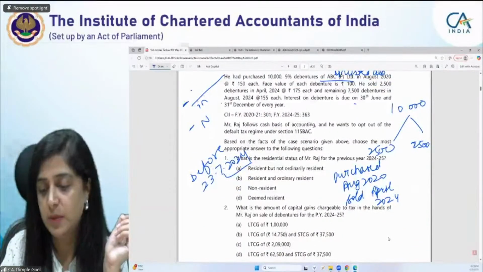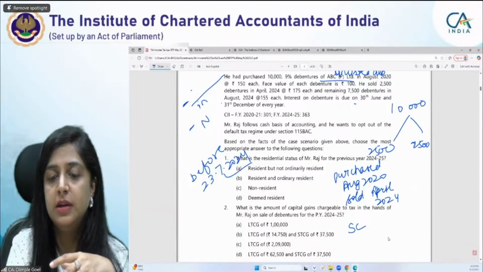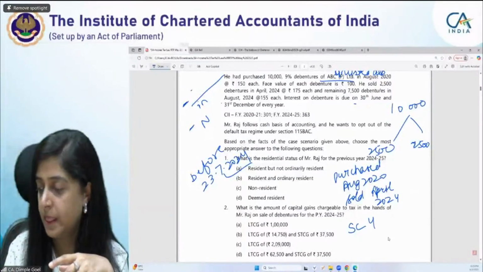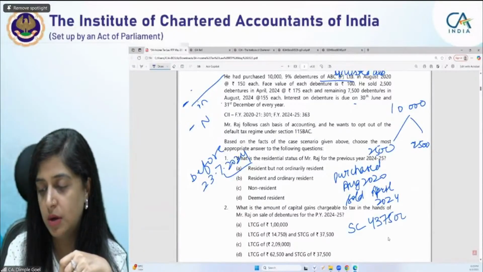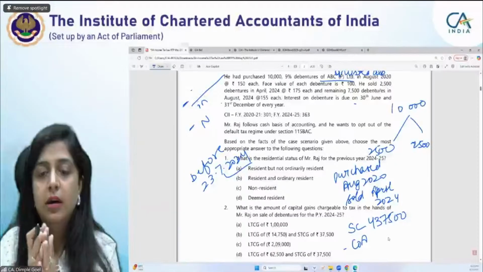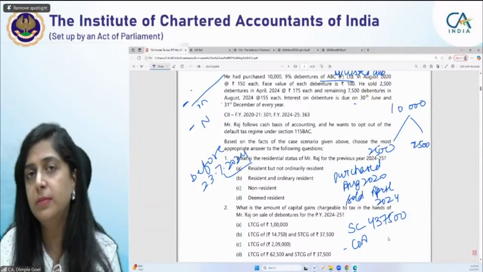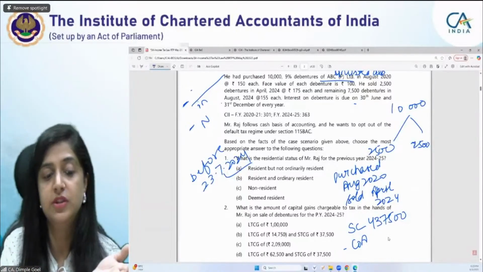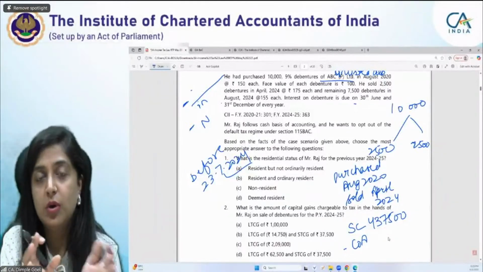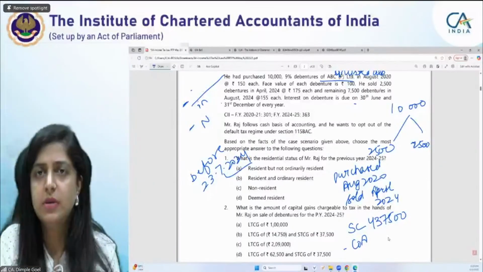In long-term capital asset, what is the sale consideration? Sale consideration is your 2,500 debentures into 175, so sale consideration will be 437,500. Now, what is the cost of acquisition? Just tell me, do we need to give the indexation benefit to Mr. Raj? Because it's a long-term capital asset, and on long-term capital asset which is transferred before 23rd July, indexation benefit you can give. Because on or after 23rd July, indexation benefit is not permissible, but before it is permissible.